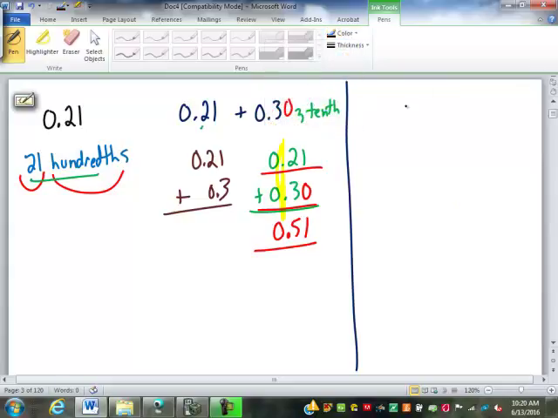When we multiply, however, do I have to line up my decimal point? No, I don't. Because when we multiply, we do not need the same name. 21 times 3 is 63. Where's my decimal point going to go here?